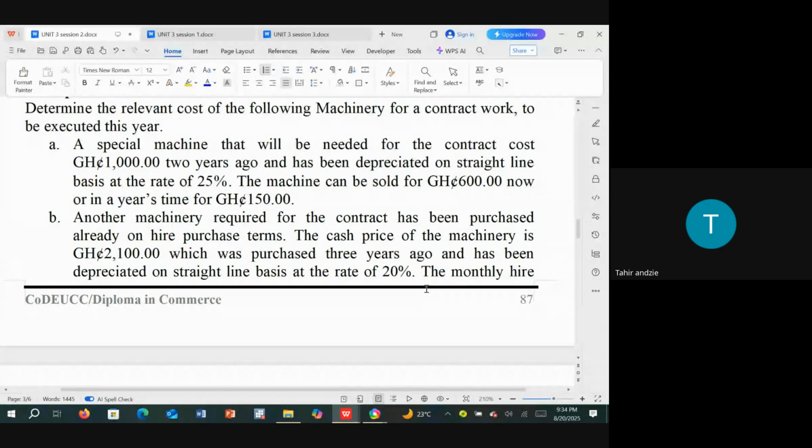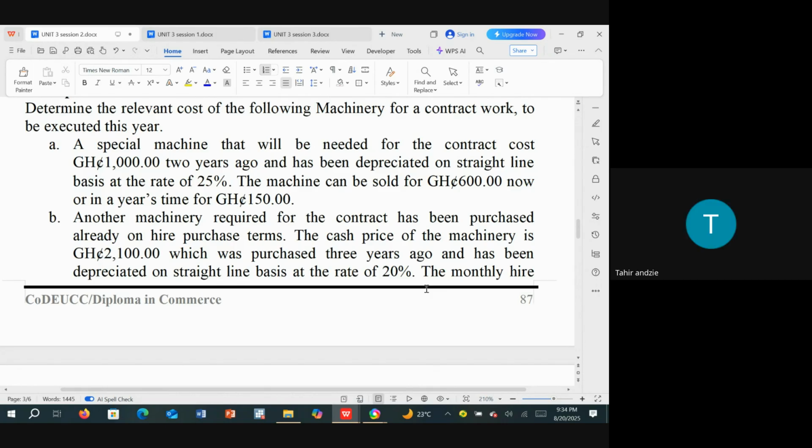Are you with me? Yes, sir. It's 450. Good. How did you get that? Sir, because the loss in sales value is 600, then we take away the 150 from it, we get the 450.